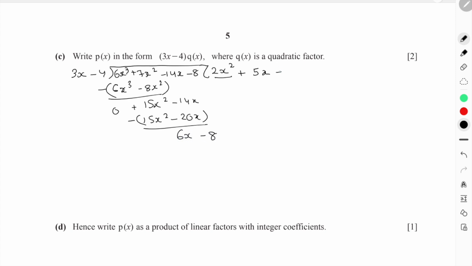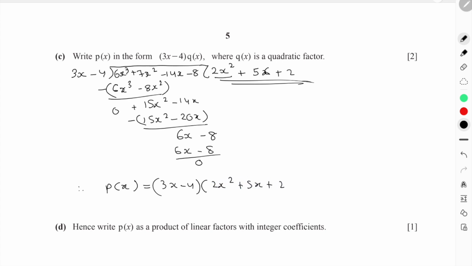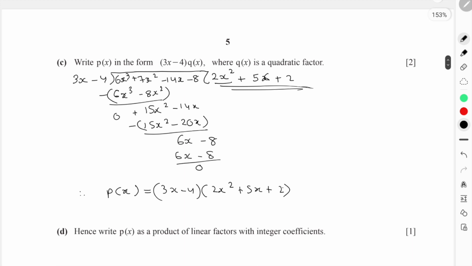And now we can multiply this by 2, and we get a remainder of 0. And so this is essentially q of x. So we can write therefore p of x equals 3x minus 4 into 2x squared plus 5x plus 2. And so that's the answer.